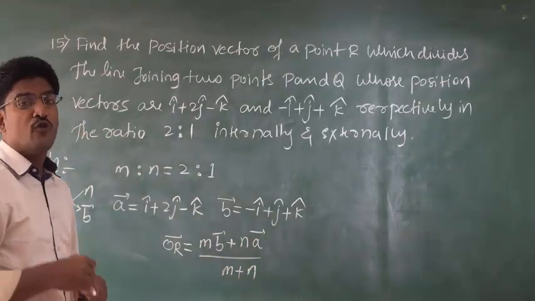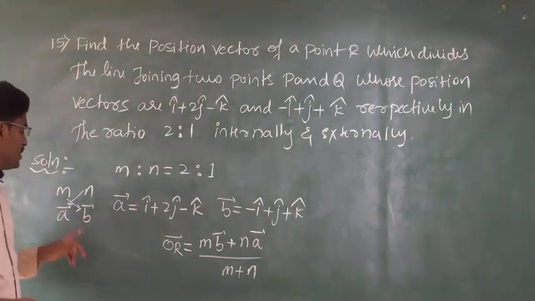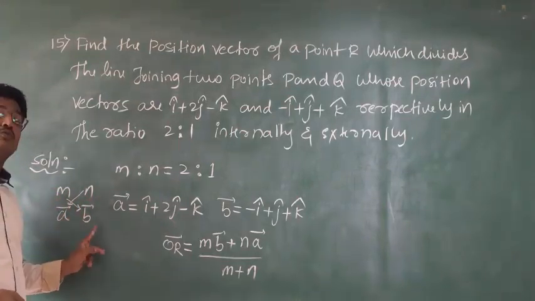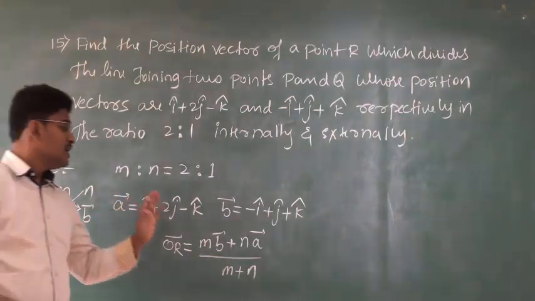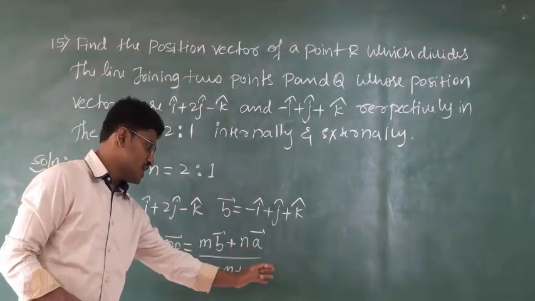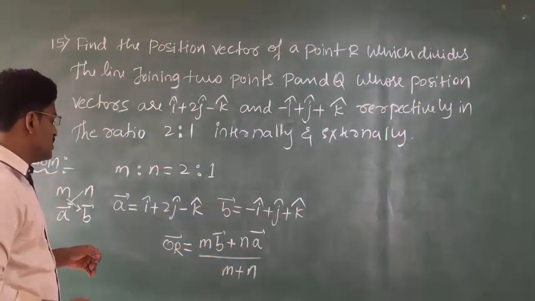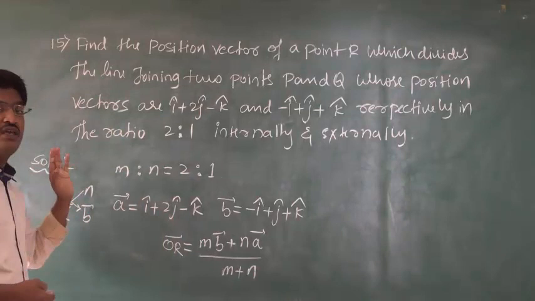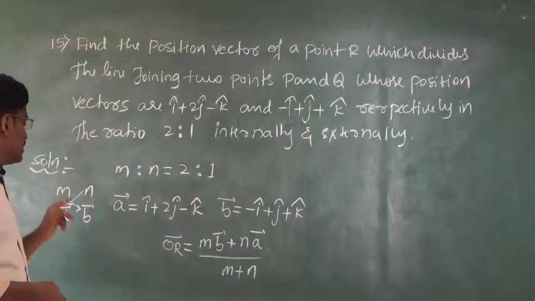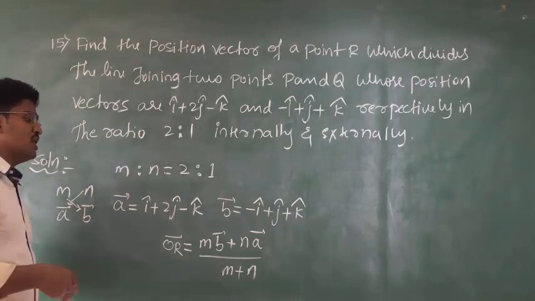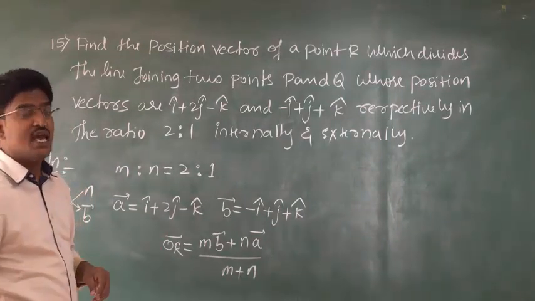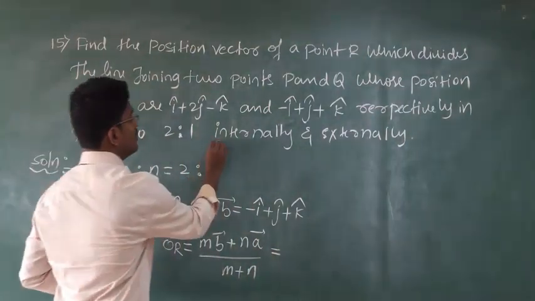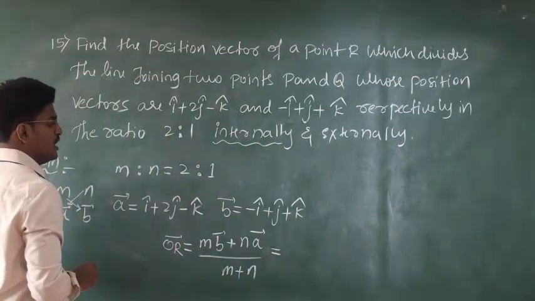That means if you forget the formula also, there is no problem. You write m n a b, cross multiply the terms, m to b, n to a. So that is m vector b plus n vector a divided by m plus n, because sometimes you may forget the formula, but no problem. If you remember this trick, m n a b cross multiply, m multiply with b, n multiply with a divided by m plus n. So first I am solving internally.